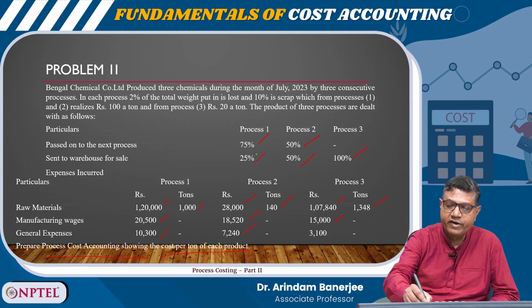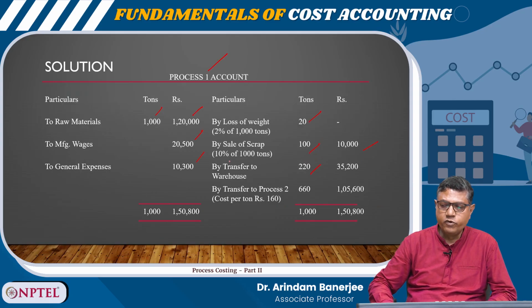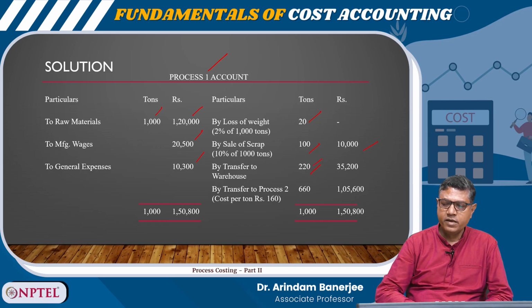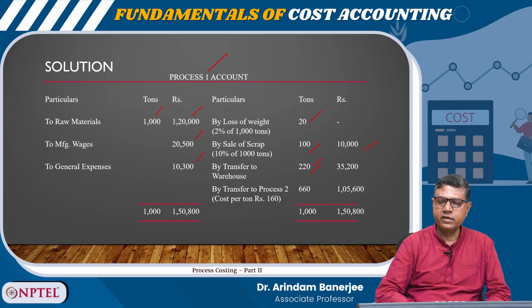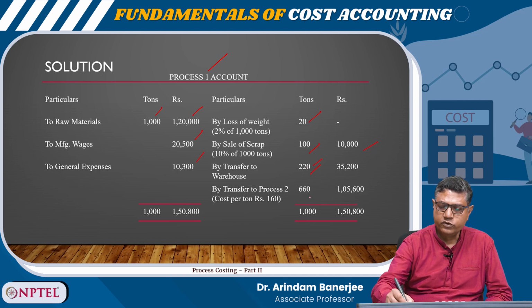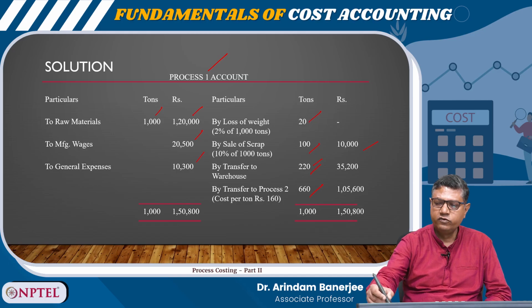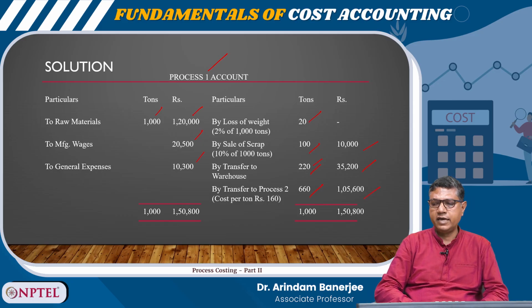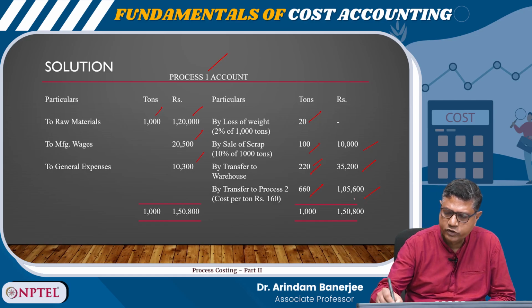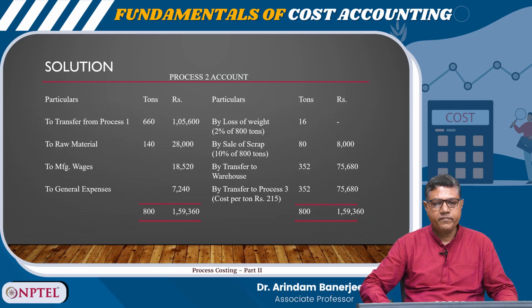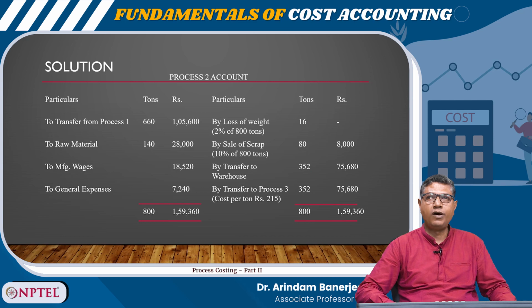Transferred to warehouse is 25% in process 1, so that is going to be 220 tons, and the remaining amount is transferred to process 2, that is 660 tons. The value we can calculate: transfer to warehouse is 35,200 and the transfer to process 2 is 1,05,600. If I make the total on both sides, it should come to 1,50,800. Fine, this was the process 1 account.